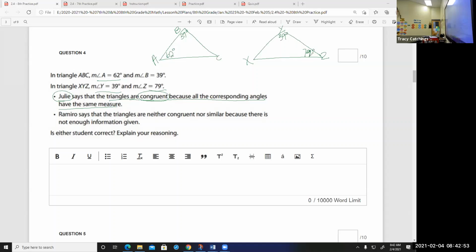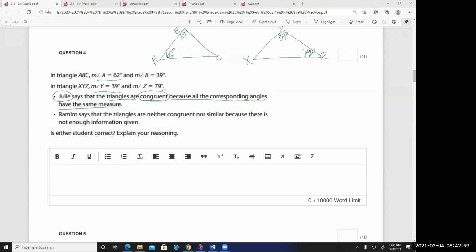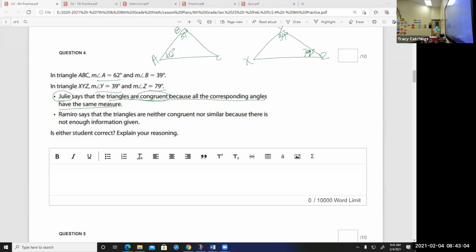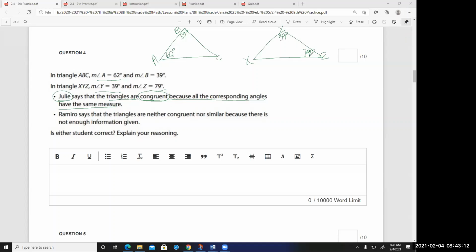What do I know about the three angles of a triangle? They've got to equal 180. Okay, so how can I find my missing angles in these two triangles? Add them up and subtract from 180.